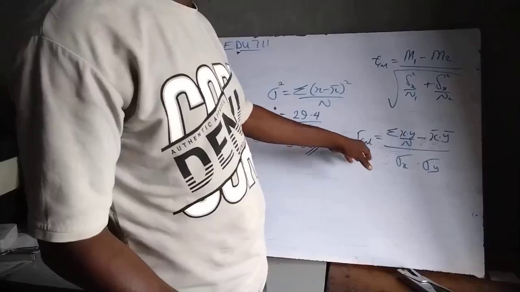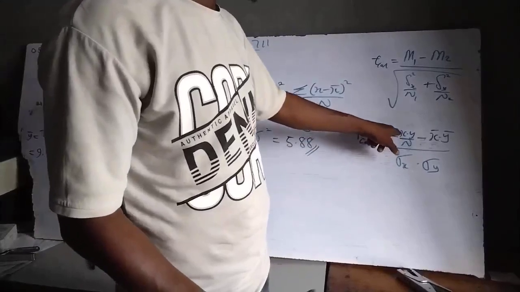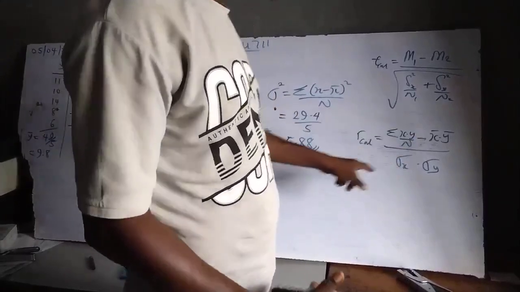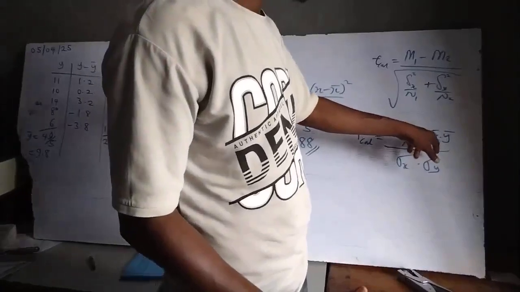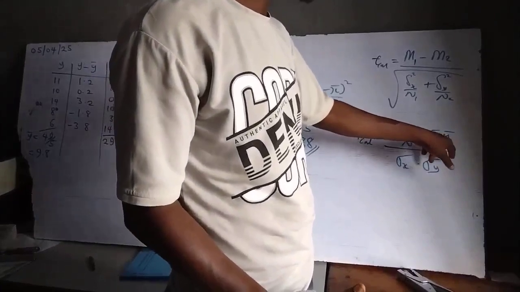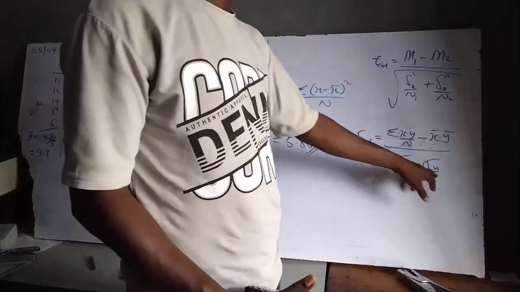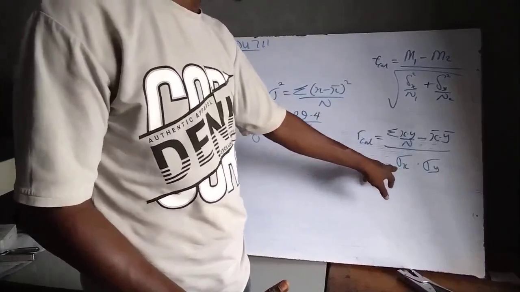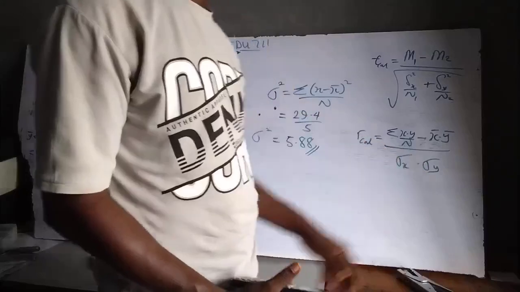But for correlation, you need the summation of x multiplied by y, then divided by n. Then you need x bar, which is the mean of x, multiplied by the mean of y, and finally you need sigma x and sigma y, where sigma x is the population standard deviation of x and sigma y is the population standard deviation of y.